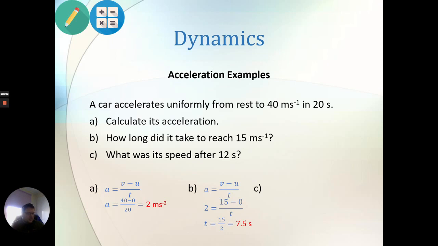And then finally, what was the speed of the car after 12 seconds? Well, again, we know it was a constant acceleration. We now know it's 12 seconds we're looking for, but it's still starting from rest. So A equals V minus U over T. This time 2 is equal to V minus 0 over 12. And then V equals 2 times 12 gives us 24 meters per second. That was the speed after 12 seconds.